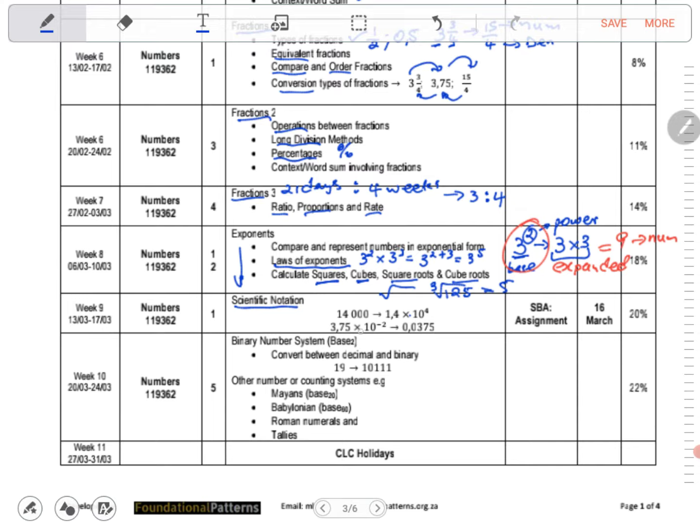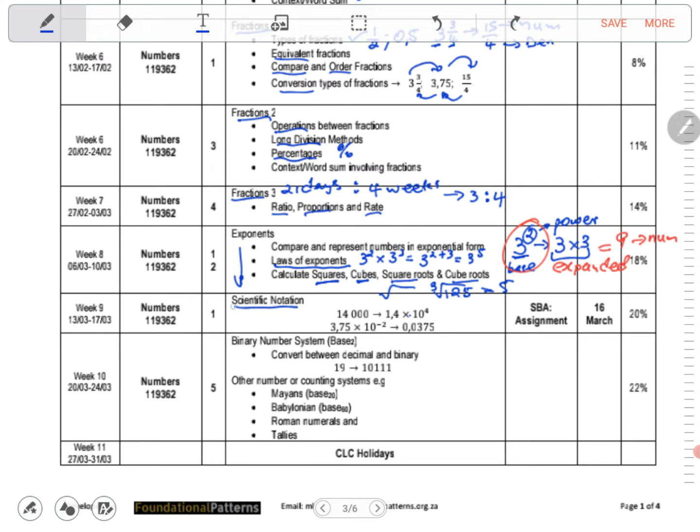And we can also change a very small number like 0,0375 into scientific notation, and vice versa. So in this case, it would become 3,75 times 10 to the power negative 2. If it is a negative exponent, then it means it is a very small number. If it is a positive exponent, then it means it's a large number.